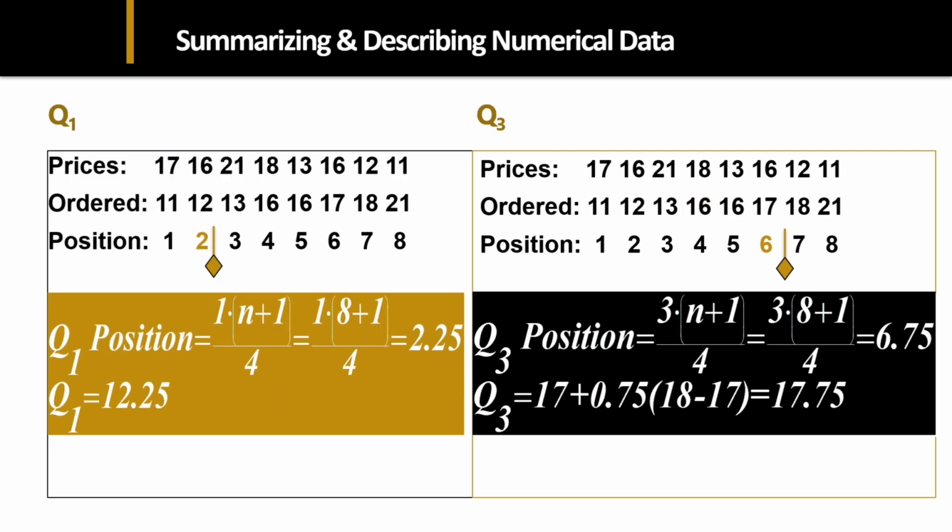The Q1 position calculation shows about 2.25. So if we calculate that, we can have a Q1 value of 12.25, as opposed to Q3, which is 6.75 of the ordered rank. That translates into a calculation of 17.75. These are all ways to describe the underlying data set.